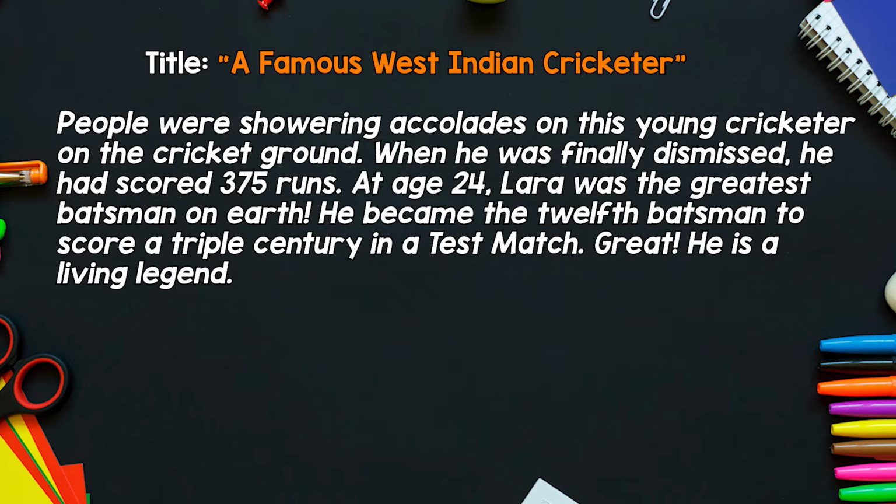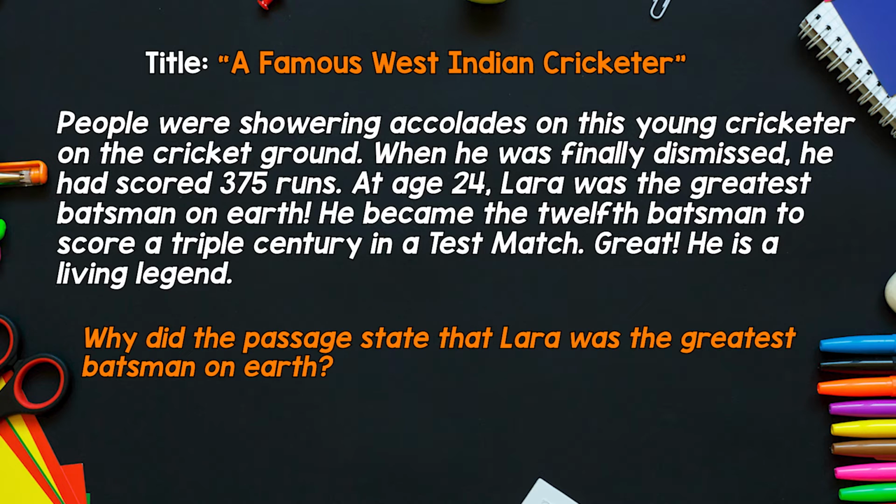People were shouting accolades on this young cricketer in the cricket ground. When he was finally dismissed, he had scored 375 runs. At age 24, Lara was the greatest batsman on earth. He became the 12th batsman to score a triple century in a test match. Great, he's a living legend.